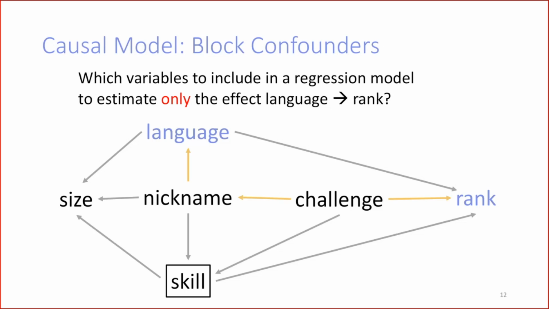Then there is another kind of effect that we have to account for, and this is what is called the effect of colliders. So a collider is when there is, again, a path that goes from language to rank, in this case. This is the new yellow path. And size, which is a node on this path, is a collider because there are two arrows that enter size. When that happens, it means that if we do include size in our statistical model, then this spurious correlation that goes through this path will be included in the term or the estimate of language.